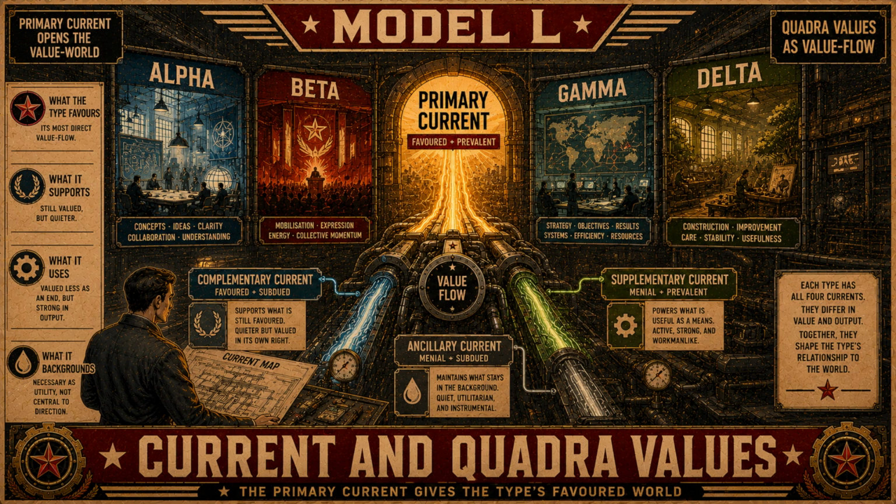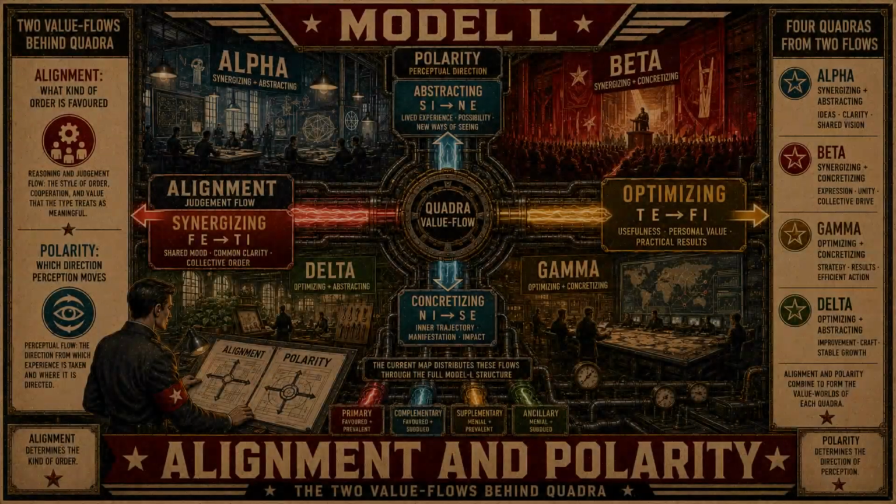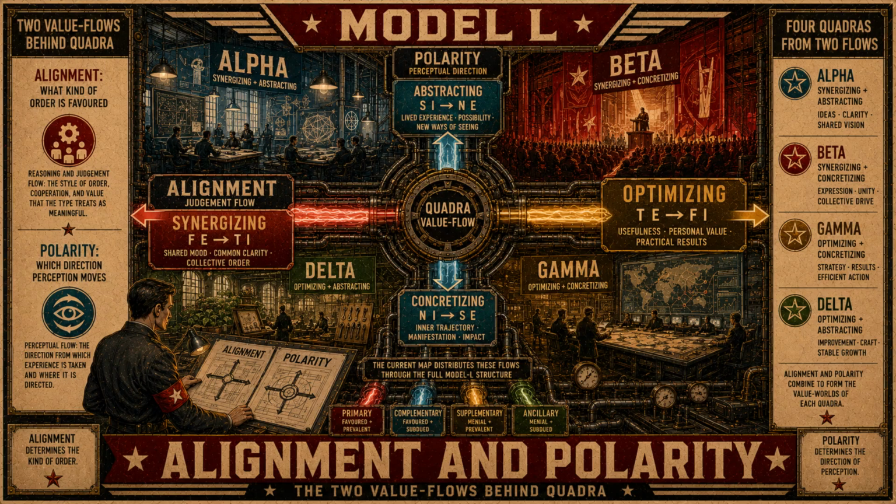So current gives us a richer way to talk about quadra values. It shows not only what a type values, but also what it supports, what it uses, and what it leaves in the background. To make the connection with quadra values more precise, we need 2 more terms, alignment and polarity.